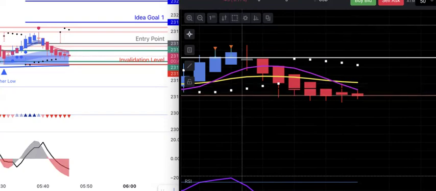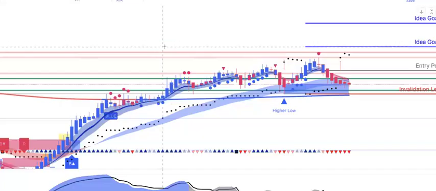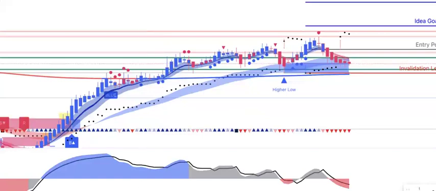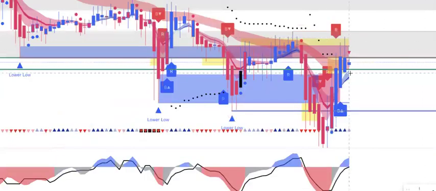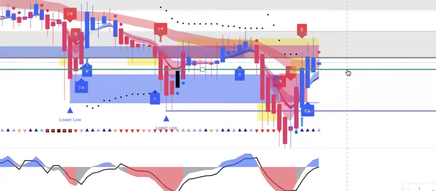So for the 15-minute first flat strategy, okay, we're going to come over here. We're going to wait for the first 15.